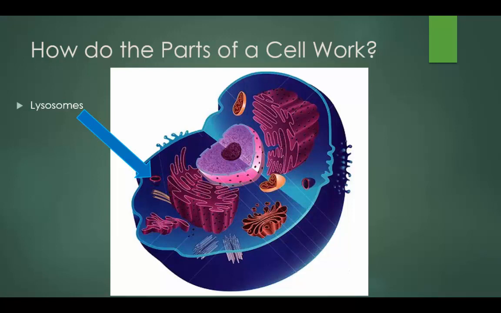Notice the sac-like organelle. These organelles are called lysosomes. They contain substances that break down large food particles into smaller ones. Lysosomes also break down old cell parts and release the substances so they can be used again. You can think of a lysosome as a cell's recycling center.